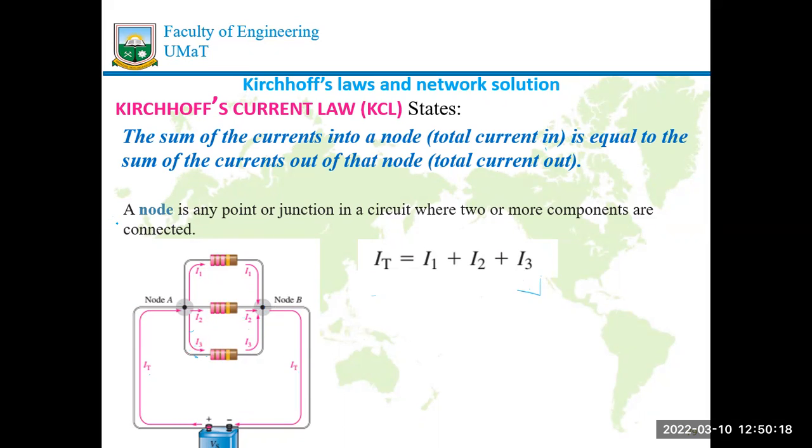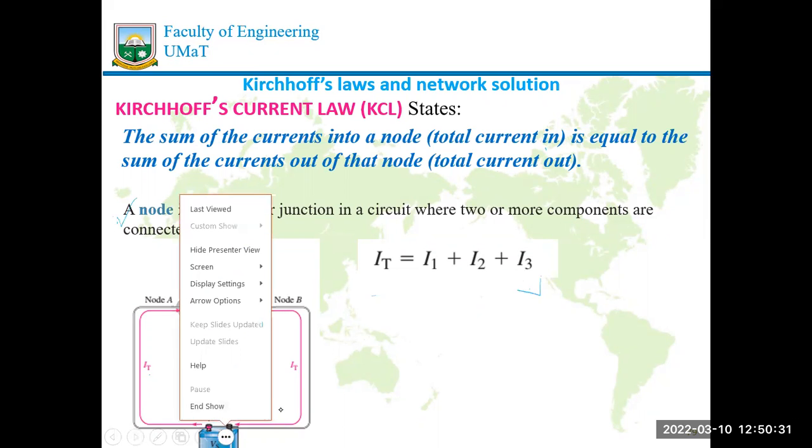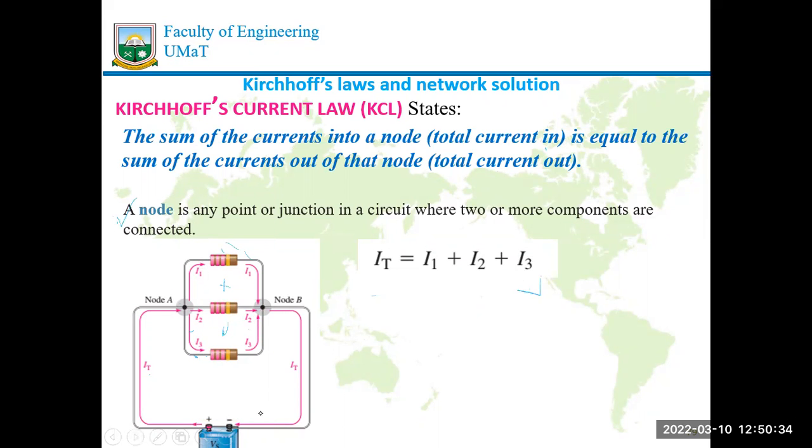Okay, so there's a definition of a node as well. A node is a point or a junction in a circuit where two or more components are connected. So we have one resistor here, another resistor, another resistor, and we have a voltage source here, and that tells us that the voltage source is a component or an element. The resistors are elements connected together at a point or a junction. Therefore, I have a node here. There's also another node there.